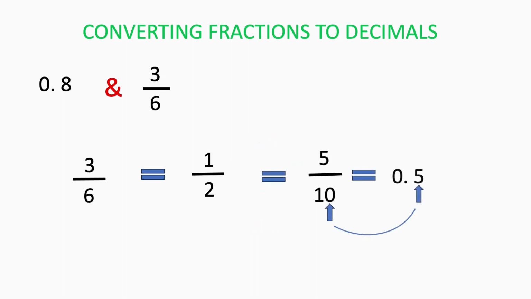As we learned before, when the denominator is a power of 10, in order to write this fraction as a decimal, we can write the numerator and separate the decimal digit from the right side by the number of zeros in the denominator and put the decimal point behind them. In this way, 5 over 10 can be written as 0.5. Now, we can compare 0.8 and 0.5. 0.5 is less than 0.8.